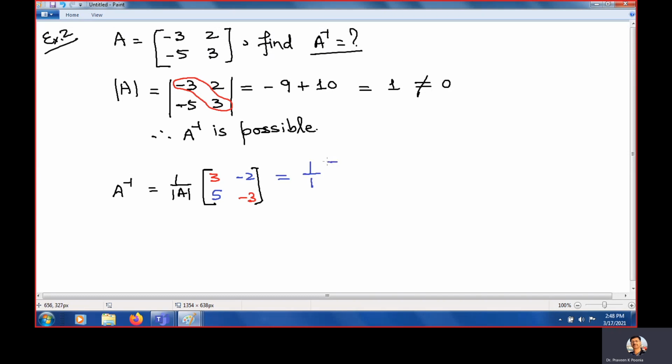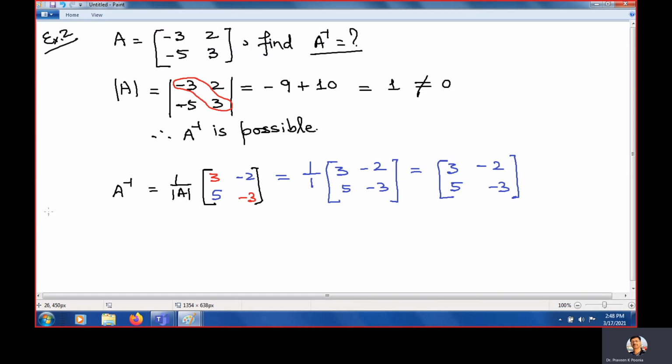1 upon 1, 3 minus 2, 5 minus 3. 1 upon 1 is 1. So there is no impact of it because 1 into any number will be the same number. 5 minus 3. Clear? This is the inverse of it.